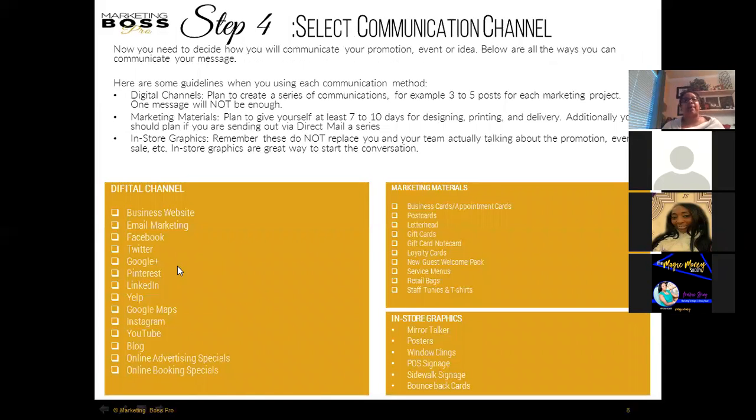Step 4 is all about communication and the different types of communication channels that exist when you have an event, right? An event, or you have an offer, or you have a promotion that you want to run. So there are 3 categories of channels. And so it really does depend on what you're doing. If you're doing a physical event and you have a physical building and you actually provide services in person, then you would have this 3rd category, which is doing in-store or in-house graphics.